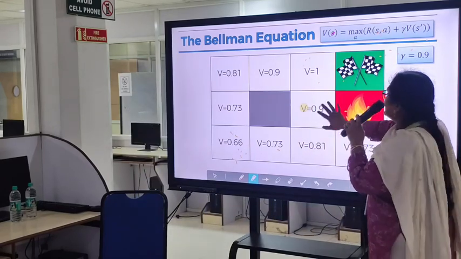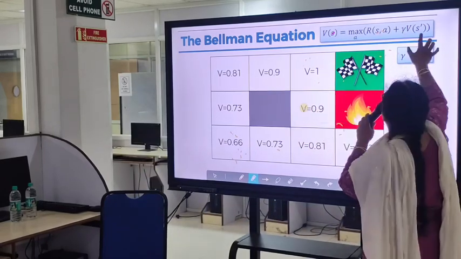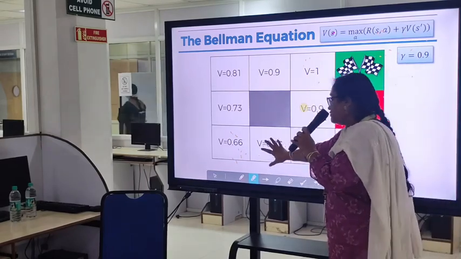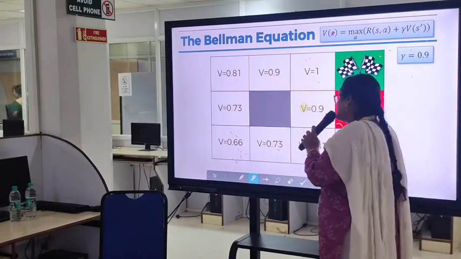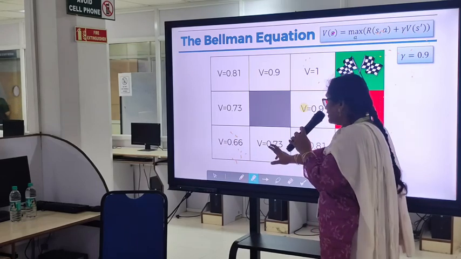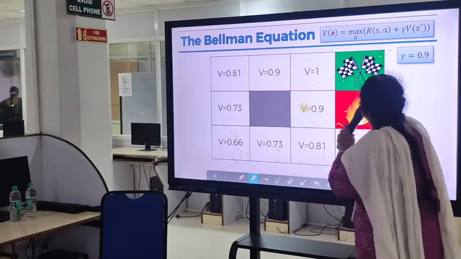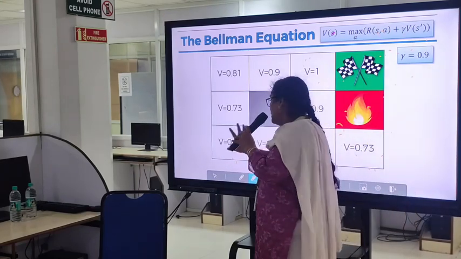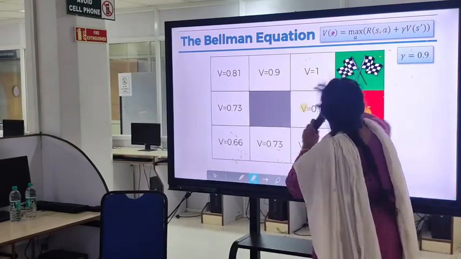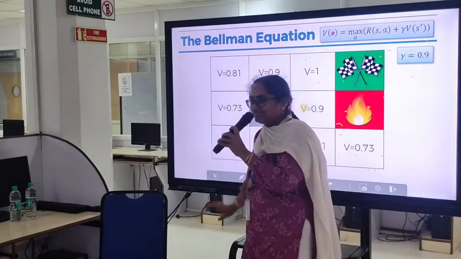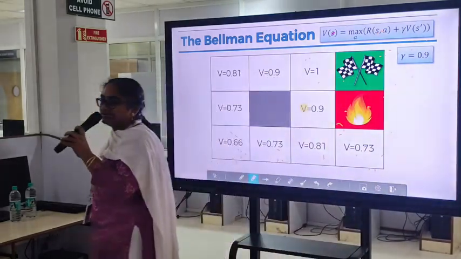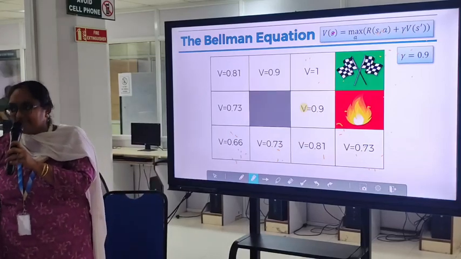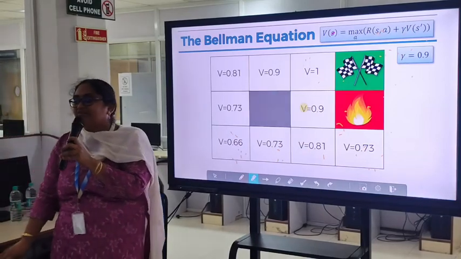So if you are here, the value that you will get if you go to the next state is 0.9, and 0.9 into 0.9 is 0.81. When you are here, the value that you will get when you go into the next state is 0.81. So 0.81 into 0.9 is 0.73. Here, the value when you go into the next state is 0.73, so 0.73 into 0.9 is 0.66. That's how you got all of these values. This is very, very, very important in terms of understanding how reinforcement learning works and how you calculate the values.